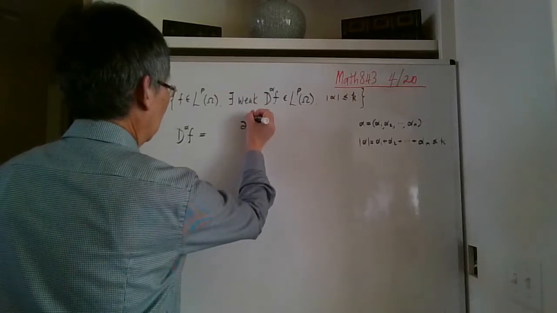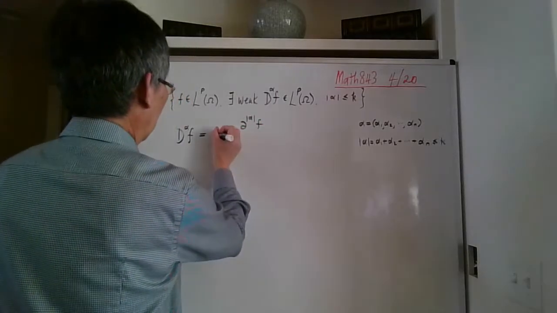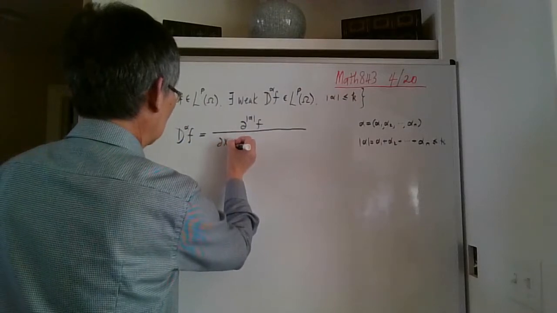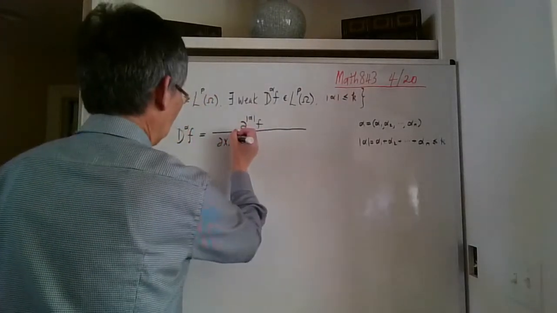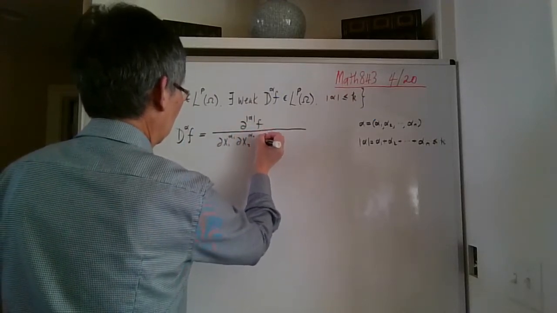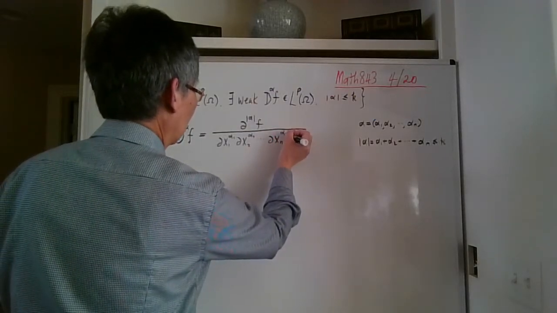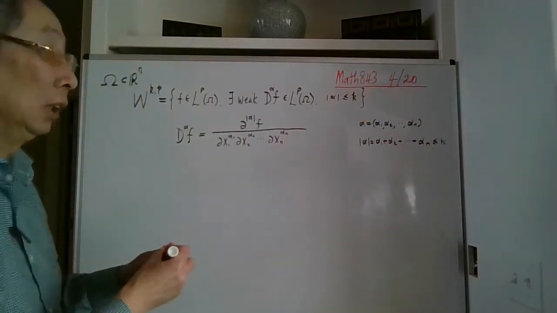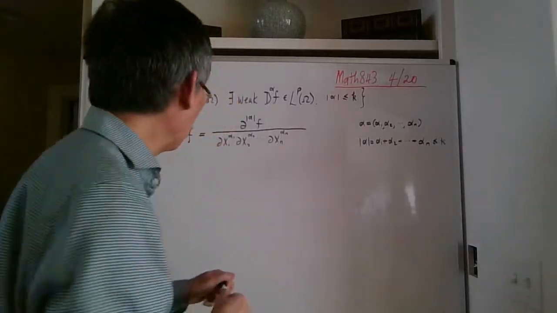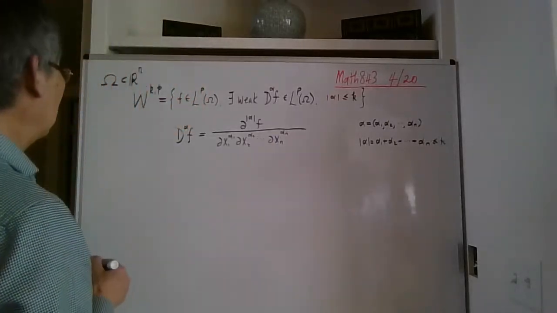So D^alpha f is basically a partial derivative: the derivative of f with respect to x_1 of order alpha_1, then x_2 of order alpha_2, up to x_n of order alpha_n. So that's the partial derivative. This is a shortened, very easy notation for the partial derivative, called D^alpha. Okay, so this is the Sobolev space.